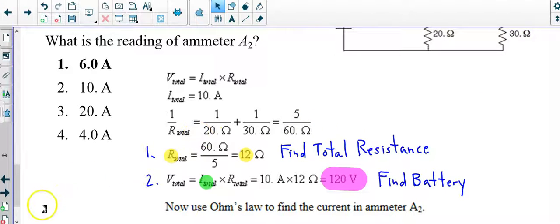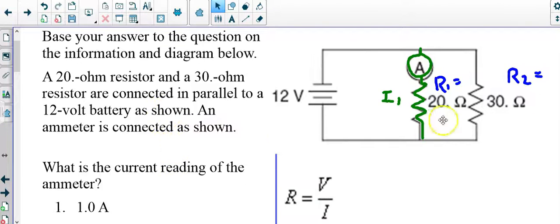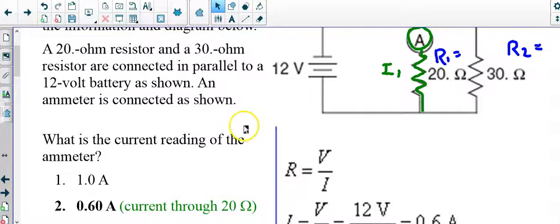All right, let's take a look at the next problem. In problem 37, we're asked to base our answer to the question on the information in this diagram. A 20 ohm resistor and a 30 ohm resistor are connected in parallel to a 12 volt battery as shown. An ammeter is connected as shown. So here is the first resistor, here's the second resistor, and here's the ammeter in branch 1. What's the current reading of the ammeter?